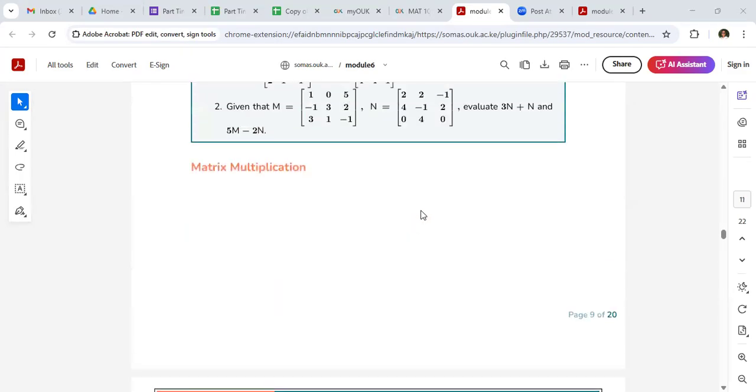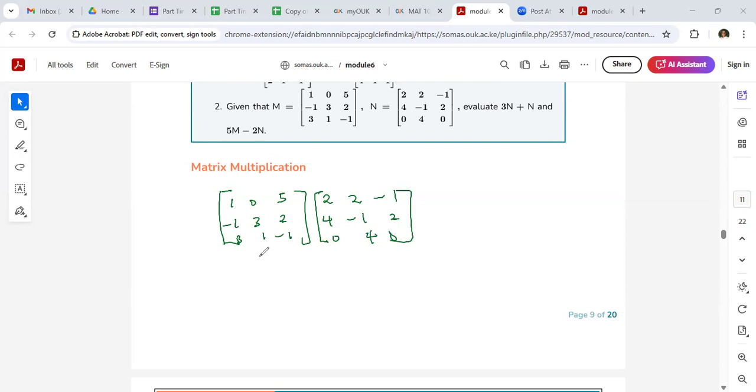Now, let me look at matrix multiplication. Remember, I did not introduce vector multiplication, so we only looked at scalar multiplication. When you're multiplying matrices, say for example, you're multiplying the matrix 1, 0, 5, negative 1, 3, 2, 3, 1, negative 1, by the matrix 2, 2, negative 1, 4, negative 1, 2, 0, 4, 0.